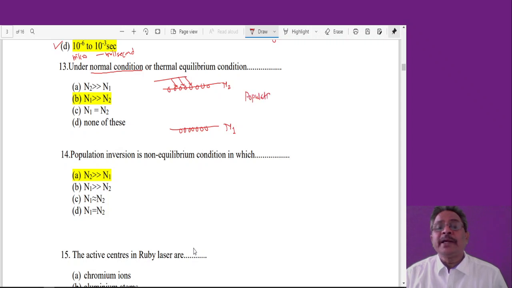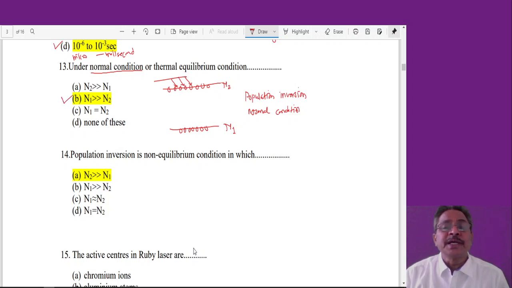So this word you might have heard earlier. This population inversion is related to this, and that is the second question we are going to come across later on. So N2 greater than N1 is the state called population inversion. A lot of atoms are raised to a metastable state, therefore N2 appears to be more than N1, and that is called population inversion. Whereas in normal conditions, most of the atoms are found in the N1 state, and very few atoms are found in the N2 state. Therefore option B is the correct option.